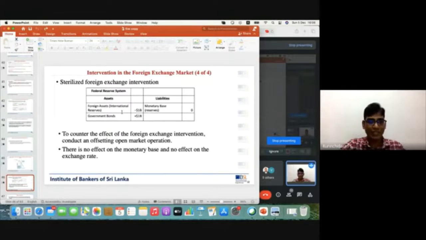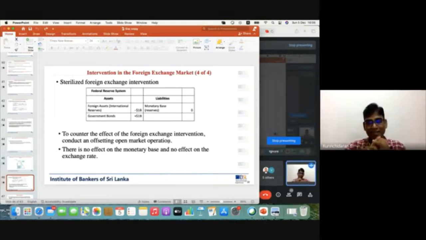So that's what I have given here. To counter the effect of the foreign exchange intervention, the central bank can conduct an offsetting open market operation. So then there is no effect on the monetary base and no effect on the exchange rate. Right? Otherwise, what will happen? There will be a central bank. This is what the central bank looks like now. One is the central bank before intervention.